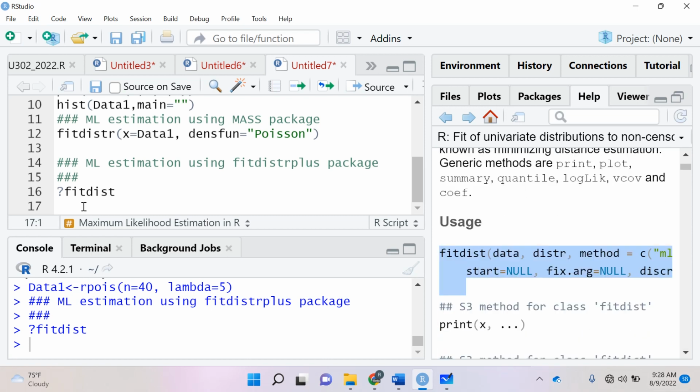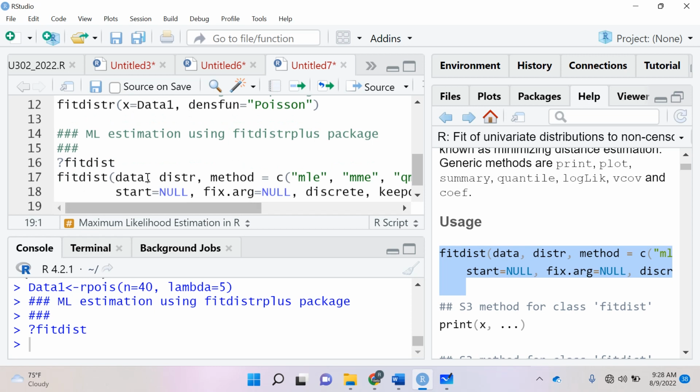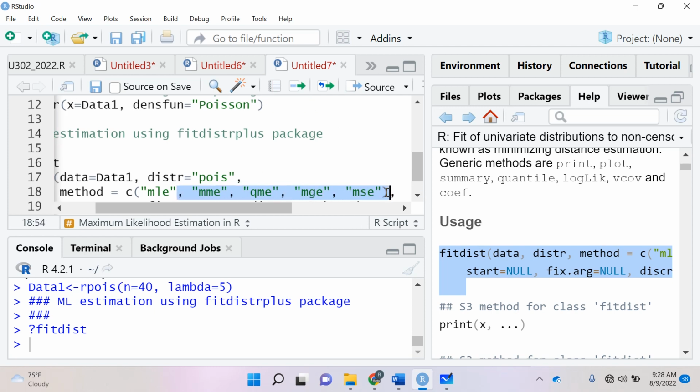Okay, so here I'll need the data. So what is my data? My data is data 1. And then the distr should be Poisson. You notice that here the Poisson is just POIS like this. So method by default uses maximum likelihood. But if I like, I can just delete the rest so that I don't have any influence.